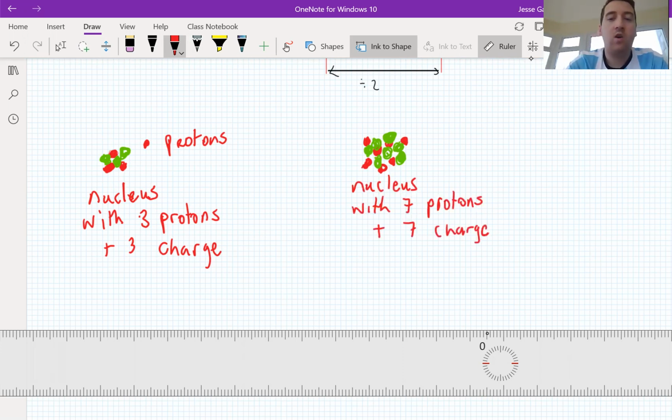So we call this charge the nuclear charge, because it comes from the nucleus. So the nucleus on the right has a higher nuclear charge than the nucleus on the left. It has a +7 charge, whereas the nucleus on the left only has a +3 charge. So we say that the nuclear charge has increased. So the overall positive charge on the nucleus is referred to as the nuclear charge.